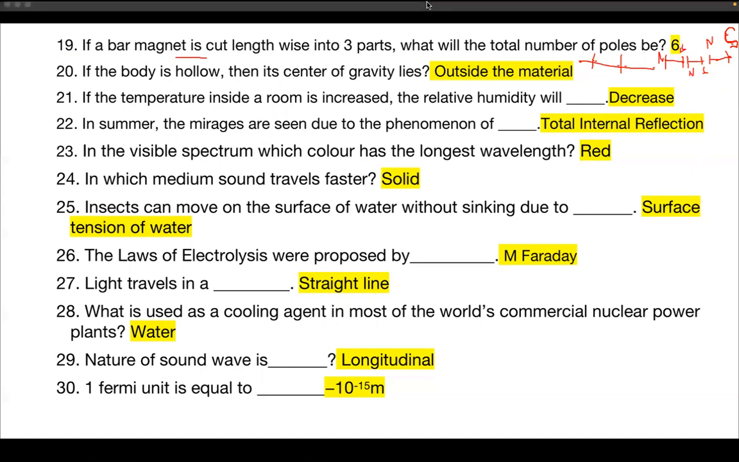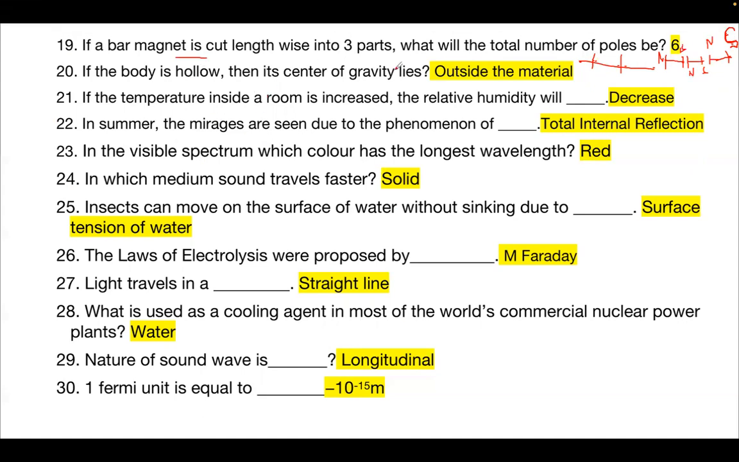Then, if the body is hollow, then its center of gravity lies obviously on the outside of the material. Okay. If the temperature inside a room is increased, then the relative humidity will decrease. In summer, mirages are seen due to the phenomenon of TIR, total internal reflection. In the visible spectrum, which color has the longest wavelength? So the red color will have the longest wavelength.